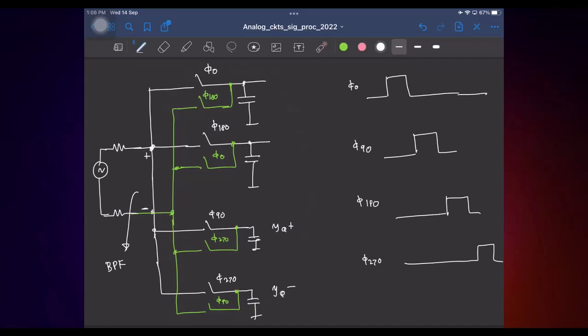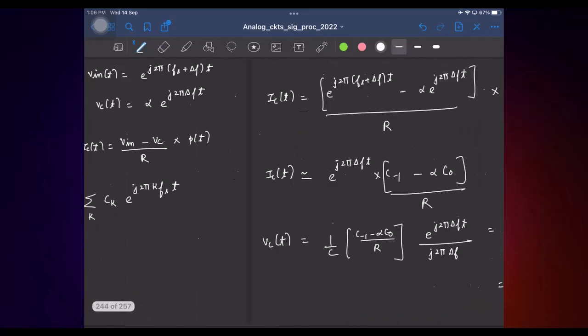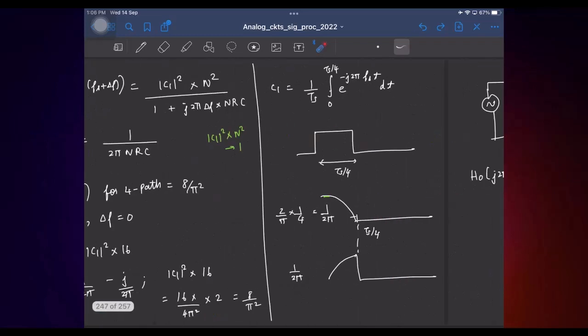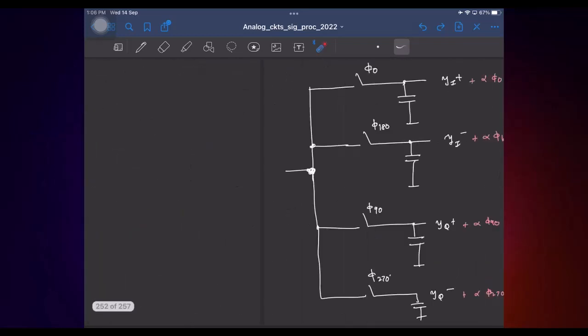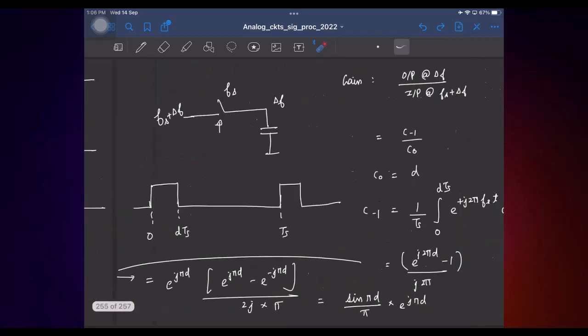So you can probably go back to the bandpass. So this was the bandpass filter we saw, right? The same thing, phi 0, phi 90, phi 180 and phi 270 are added, and the clocks are non-overlapping. That is critical. So the same we get here also for the mixer case, right? The same thing, phi 0, phi 90, phi 180, phi 270. Okay.